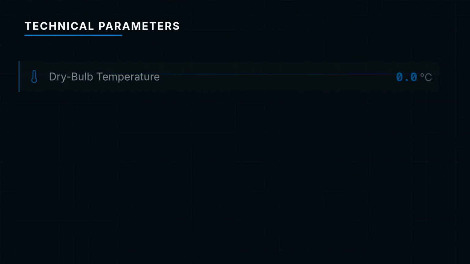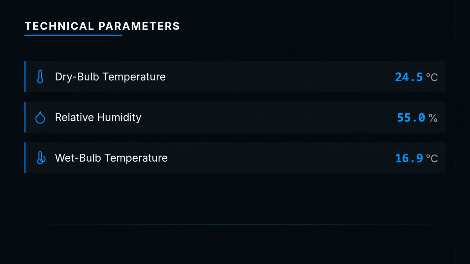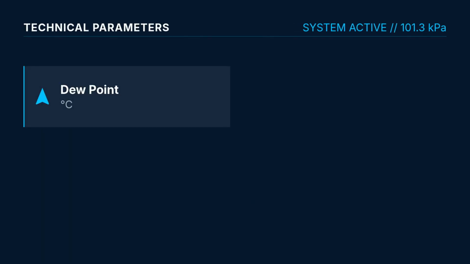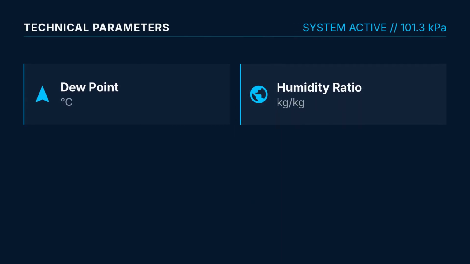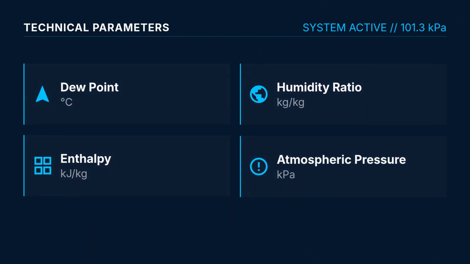The calculator shows all possible input fields: dry bulb temperature in degrees Celsius, relative humidity as a percentage, wet bulb temperature in degrees Celsius, dew point in degrees Celsius, humidity ratio in kilograms per kilogram, enthalpy in kilojoules per kilogram, and atmospheric pressure in kilopascals.